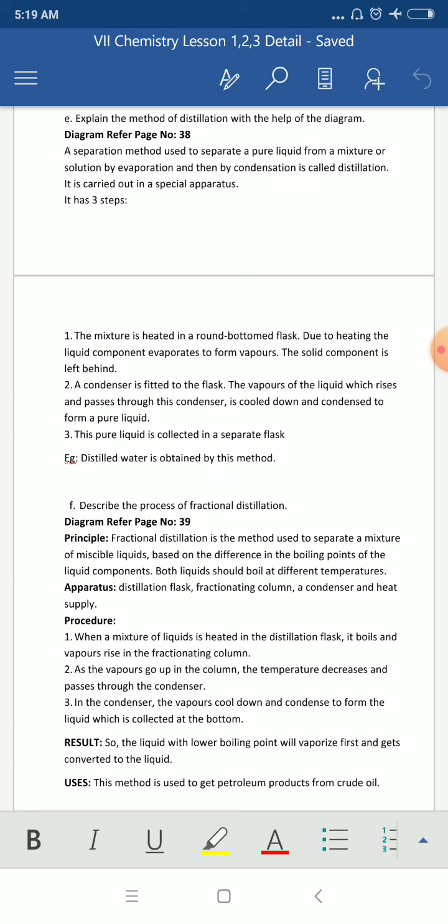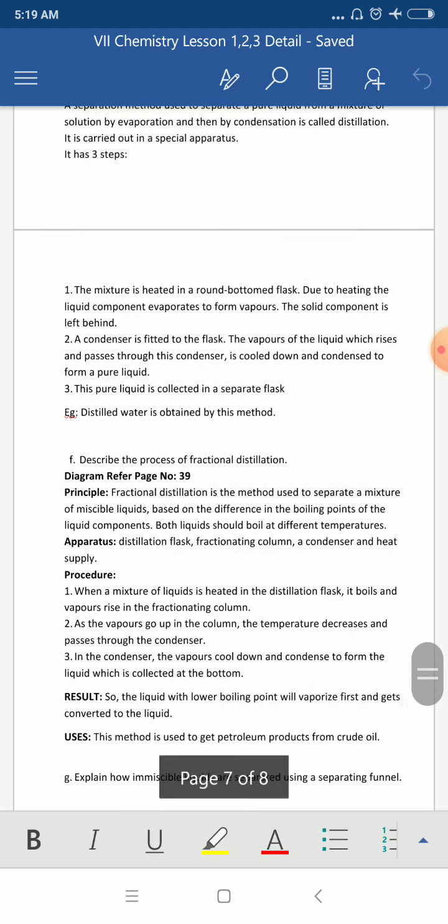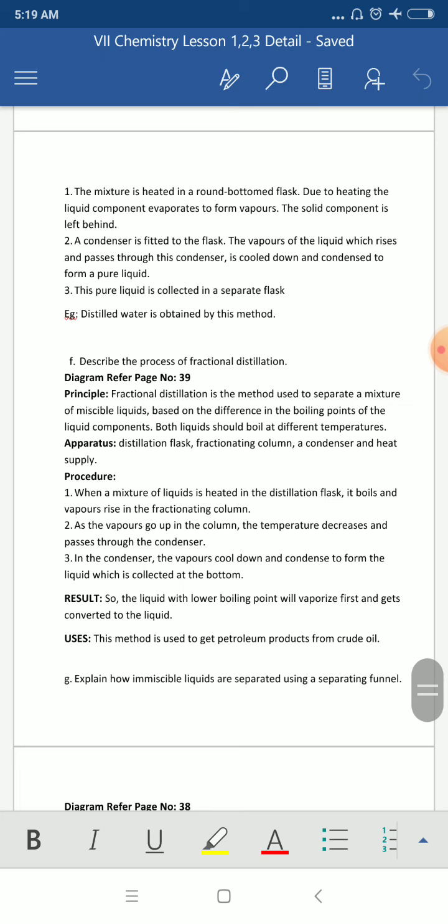The first step is the mixture is heated in the round bottom flask. Then the liquid will evaporate, and the solid is left behind. Now the vapors after evaporation are condensed with the help of the condenser. When it is condensed, it will form a pure liquid. Then this pure liquid is collected separately. Example, distilled water is obtained by this method.